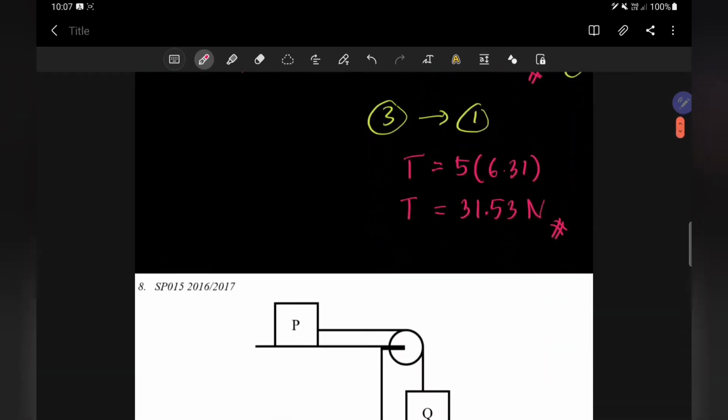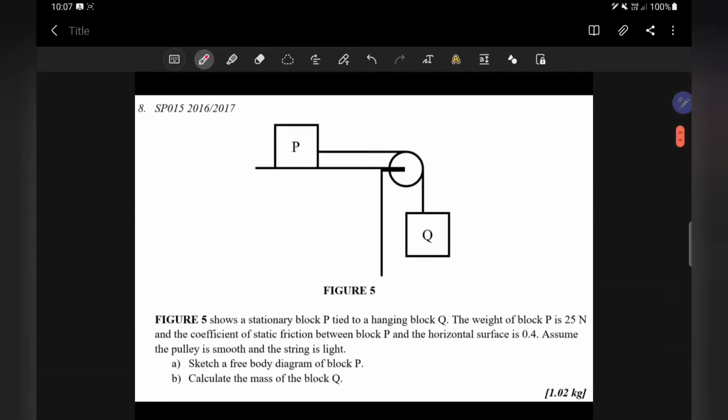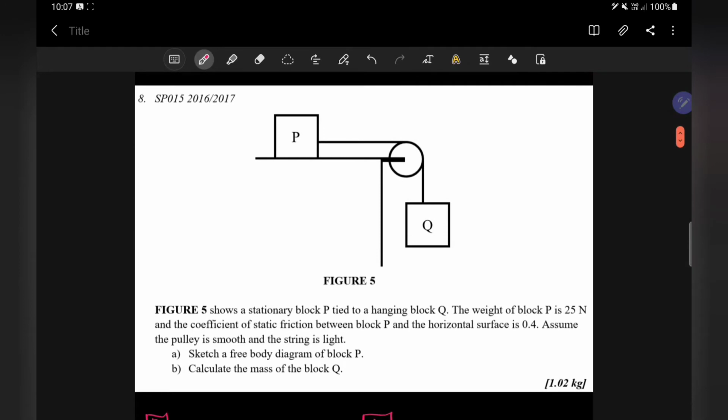Okay, alright. Now, for question number 8, still the same. Two bodies are given here, which are P and Q. According to the question, figure 5 shows a stationary block P tied to a hanging block Q. The weight of block P is 25 newtons and the coefficient of static friction between block P and the horizontal surface is 0.4. Assume the pulley is smooth, no friction on the pulley, and the string is light.